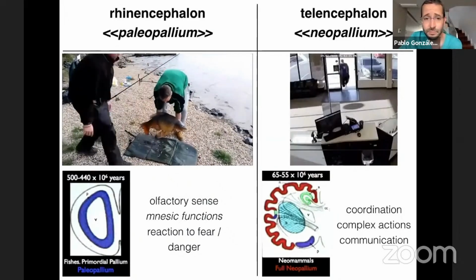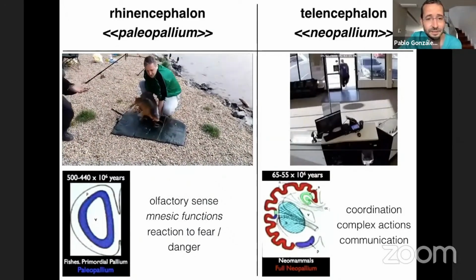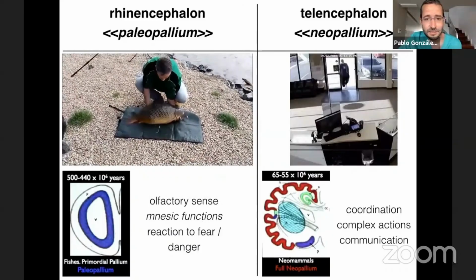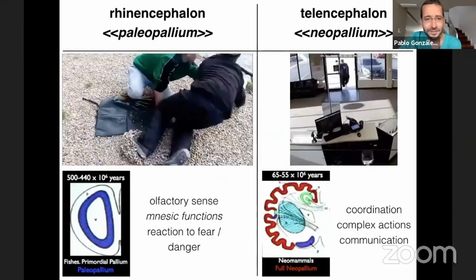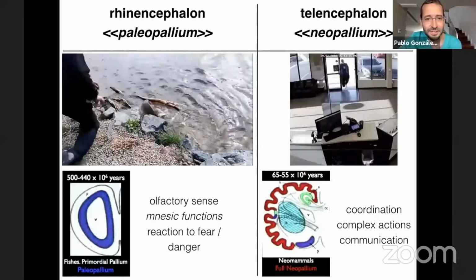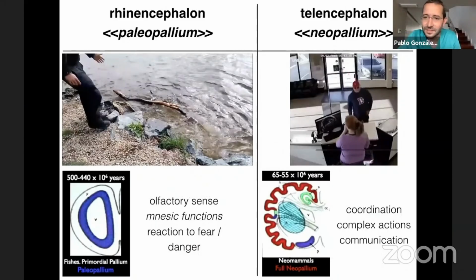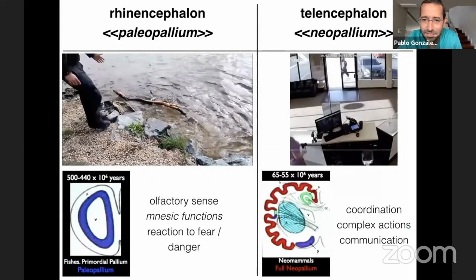This is a fish with a very thick anterior commissure. Two neopallial guys, neocortical guys, are trying to hunt it, but he can get rid of them thanks to the anterior commissure and to his rhinencephalon. And this is a fully neocortical guy who wants to get some money illegally from the bank, but he lost his gun, and always the anterior commissure is there to save his life.